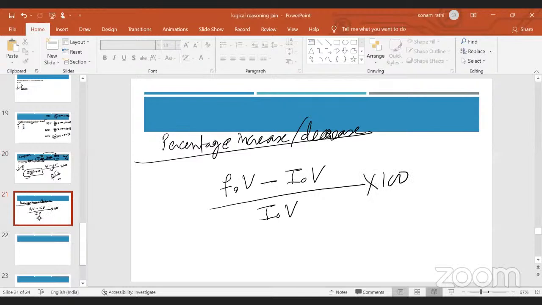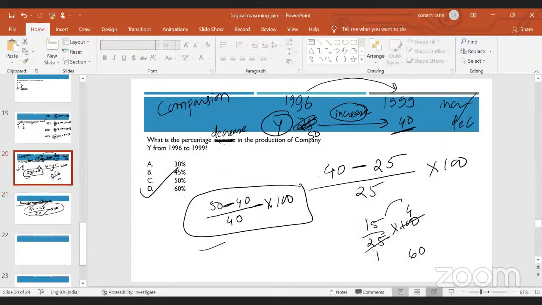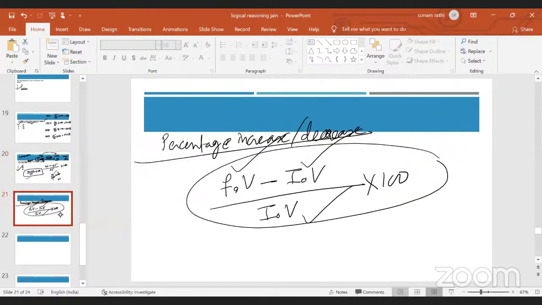So finally, what is the value happening? And previously what value was there? This is the formula. Final value minus initial value upon initial value into 100. So it doesn't matter whether it is increase or decrease. In both the cases, this is how you will solve it. Whether they ask you increase or decrease, the same formula will be applied.